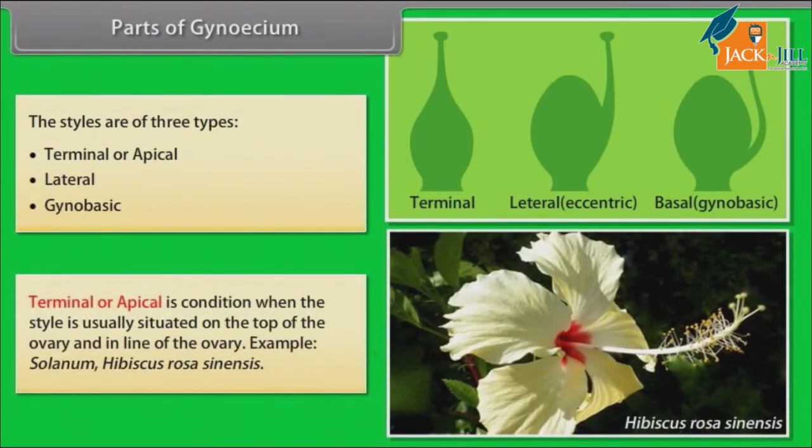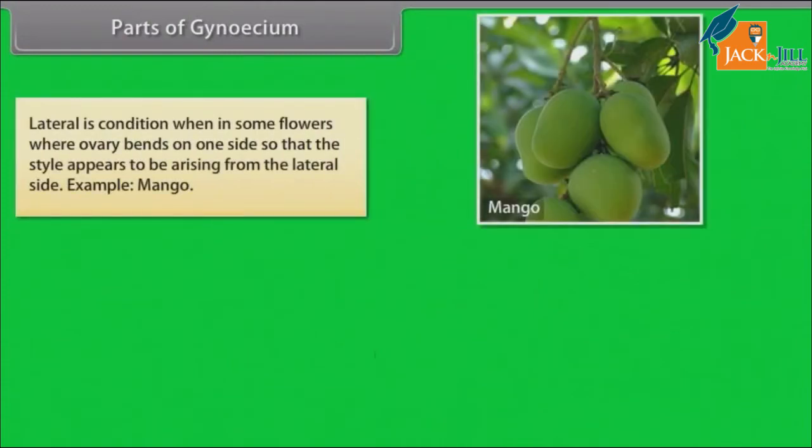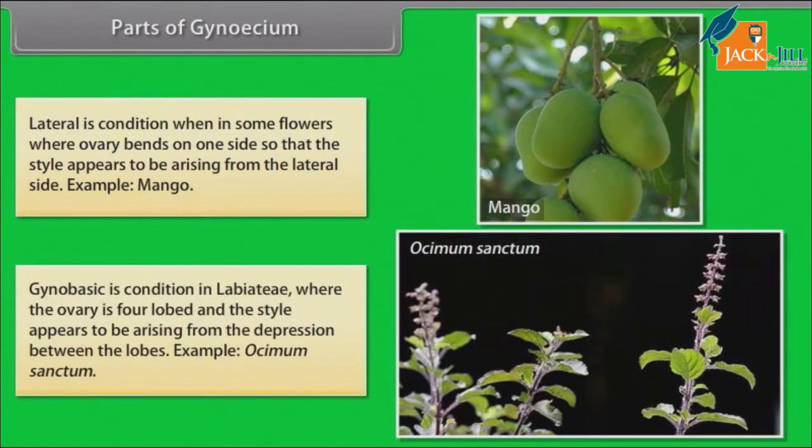Terminal or apical is the condition when the style is usually situated on the top of the ovary and in line with the ovary. Example: Solanum, Hibiscus rosa-sinensis. Lateral is the condition in some flowers where the ovary bends on one side so that the style appears to be arising from the lateral side. Example: mango. Gynobasic is the condition in Labiatae where the ovary is 4-lobed and the style appears to be arising from the depression between the lobes.